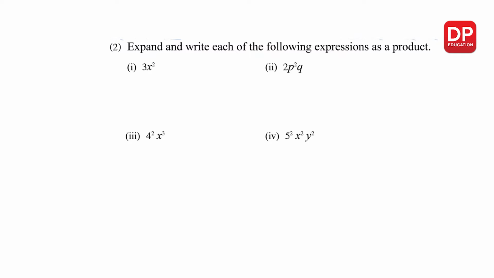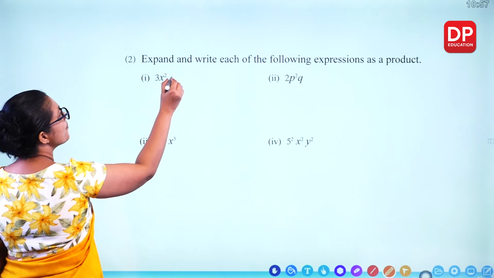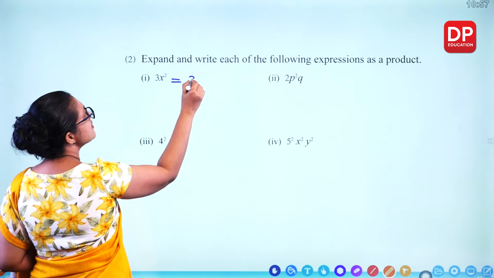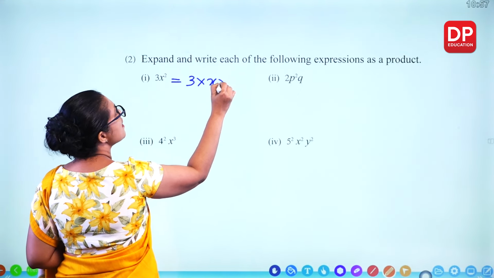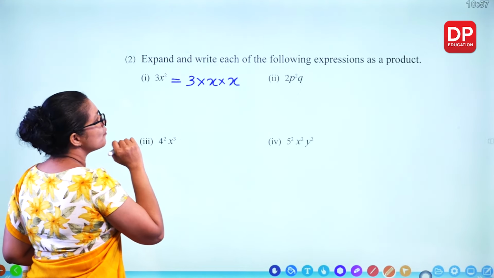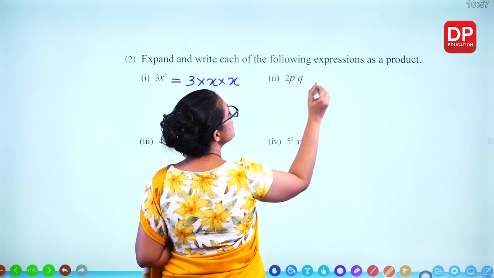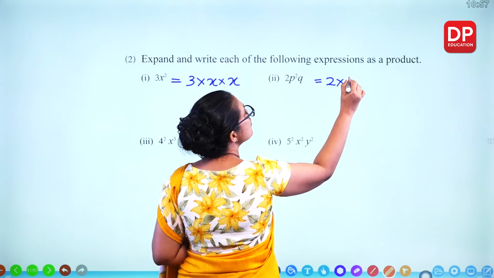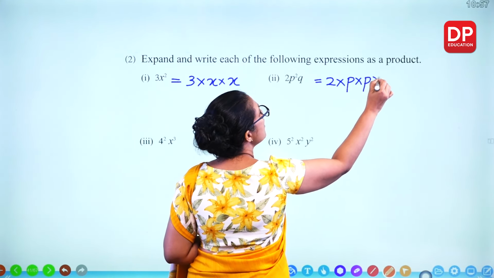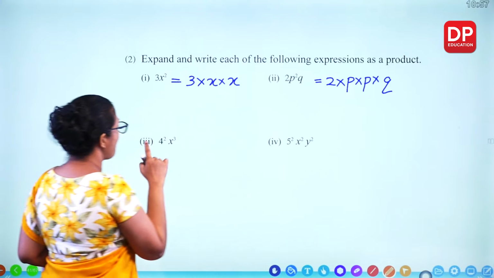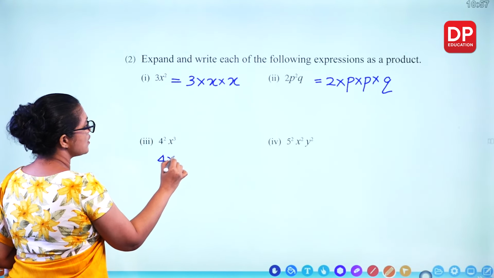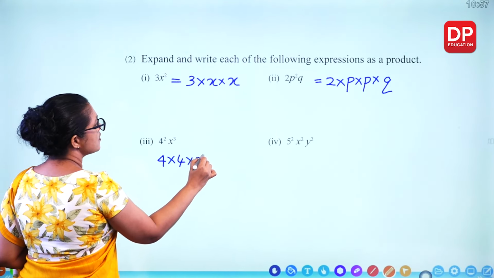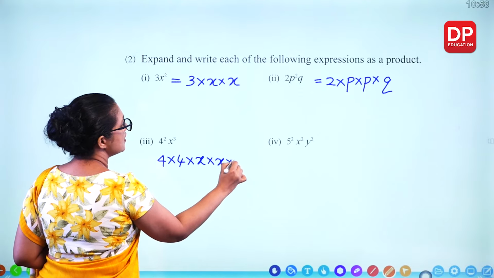Expand and write each of the following expressions as a product. So what does 3x squared mean? 3 times x times x. What does 2p squared q cubed mean? 2 times 2 p's and 1 q. This one, 4 squared means 4 times 4. X cubed means x 3 times.